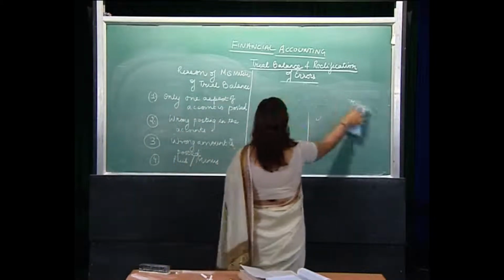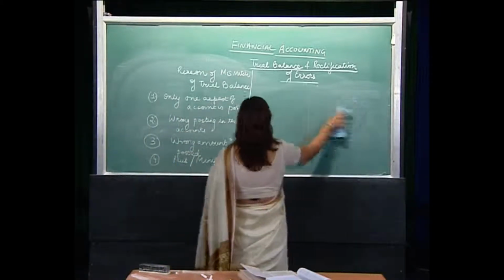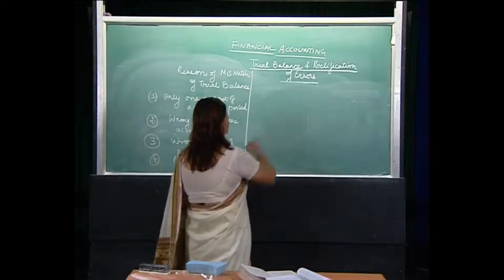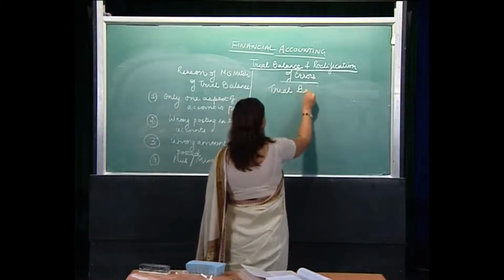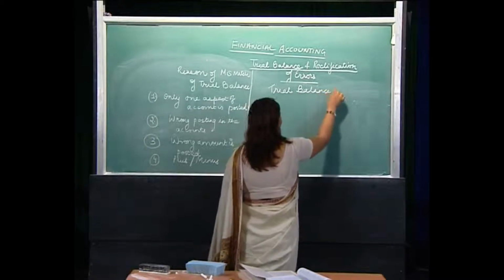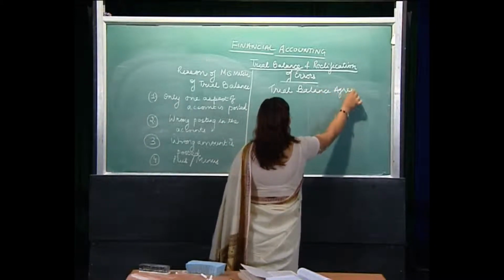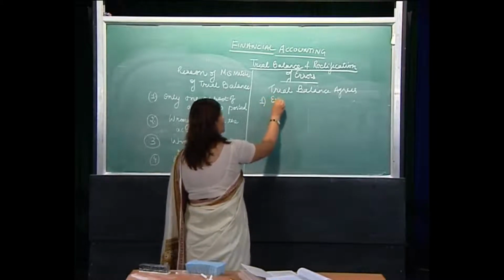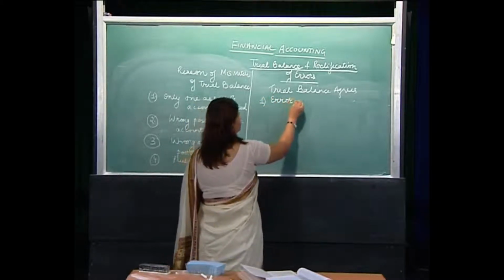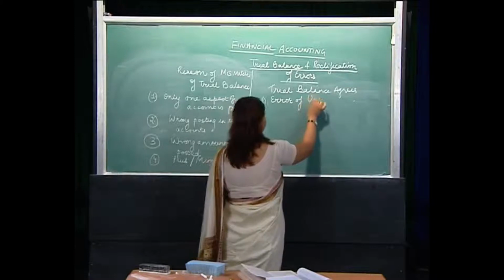So the errors which are not going to disturb trial balance are: here trial balance agrees, but mistakes are there. These mistakes are error of omission.